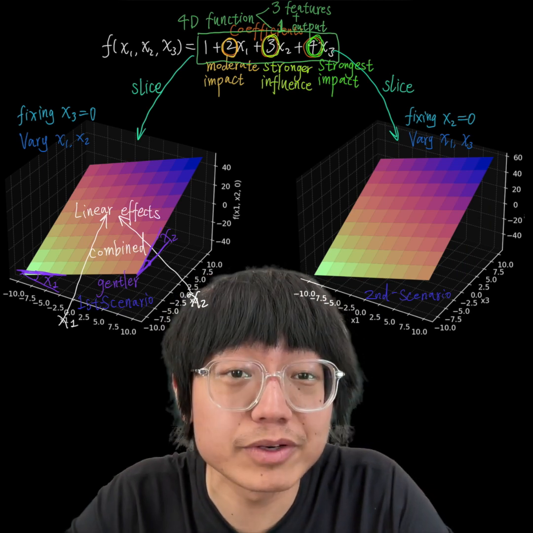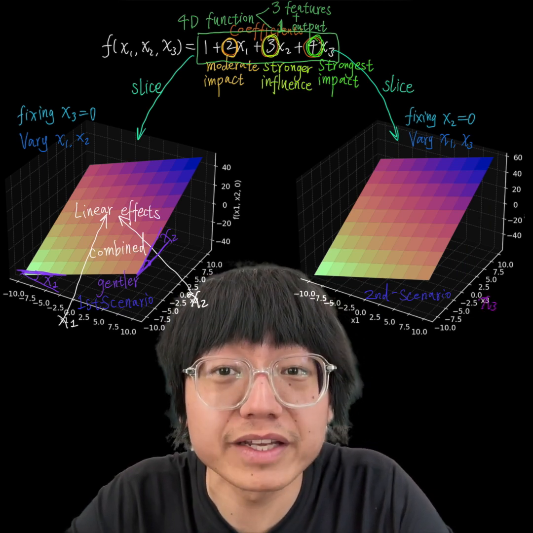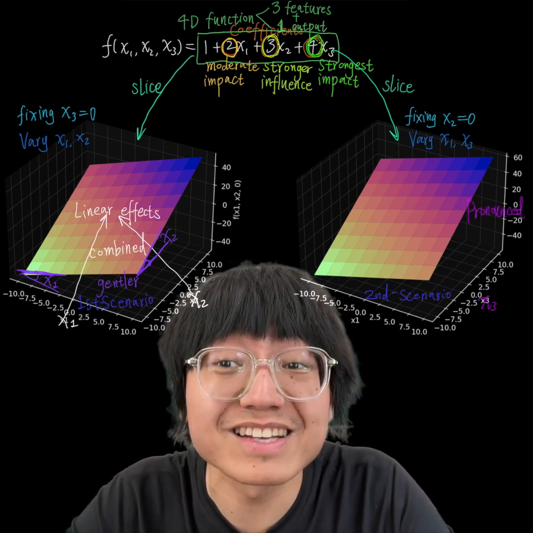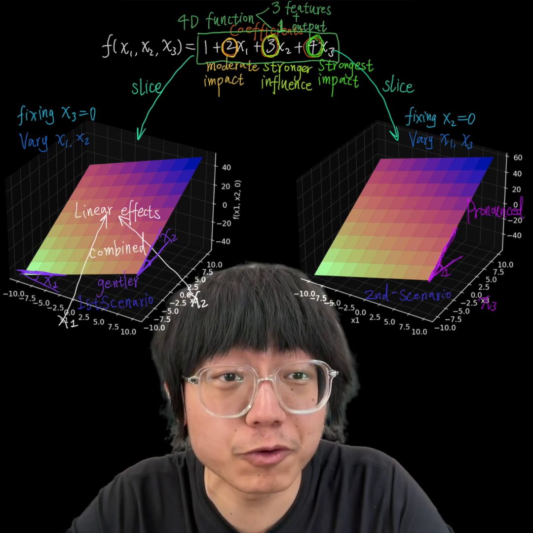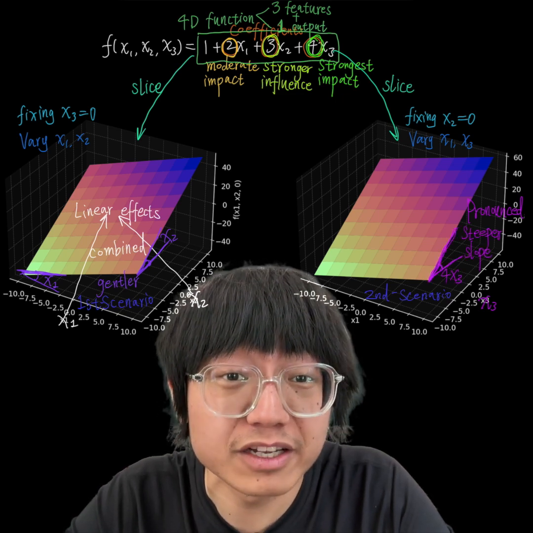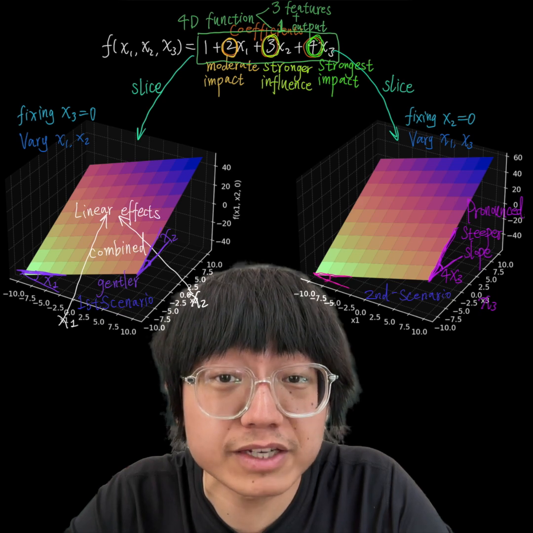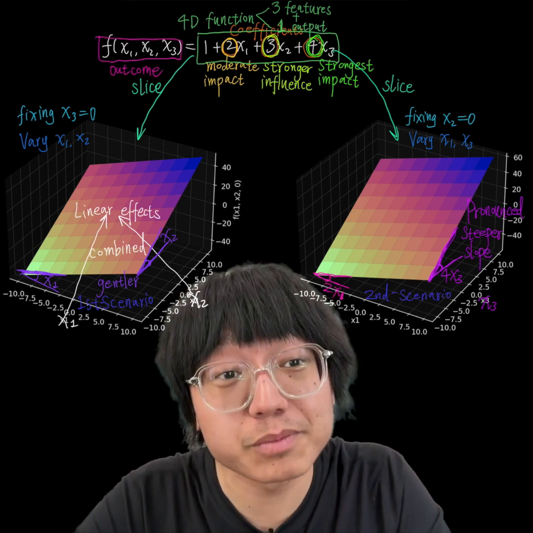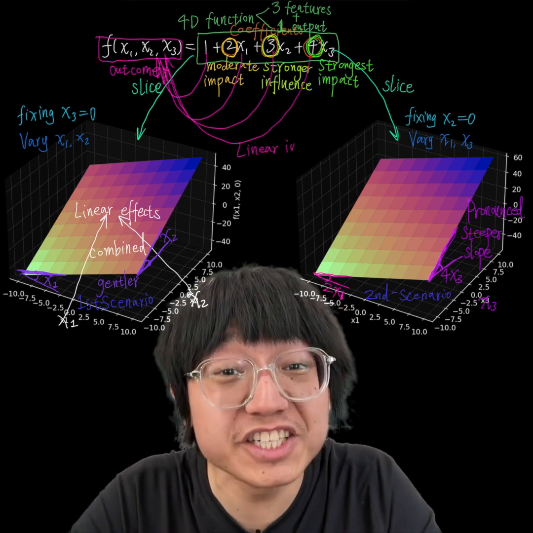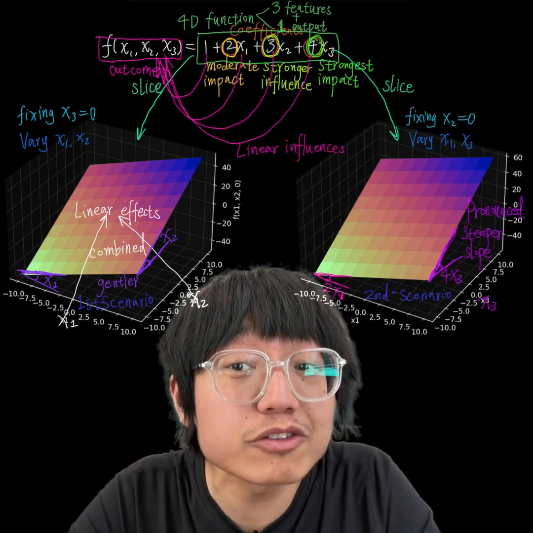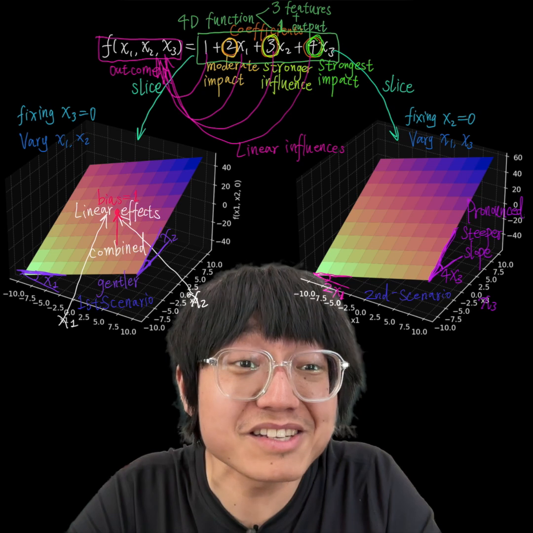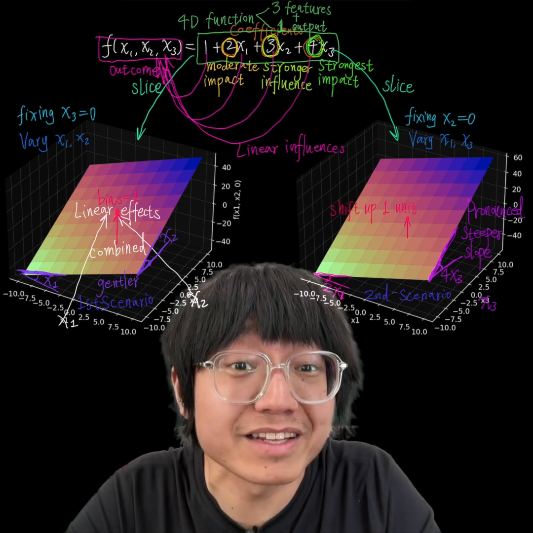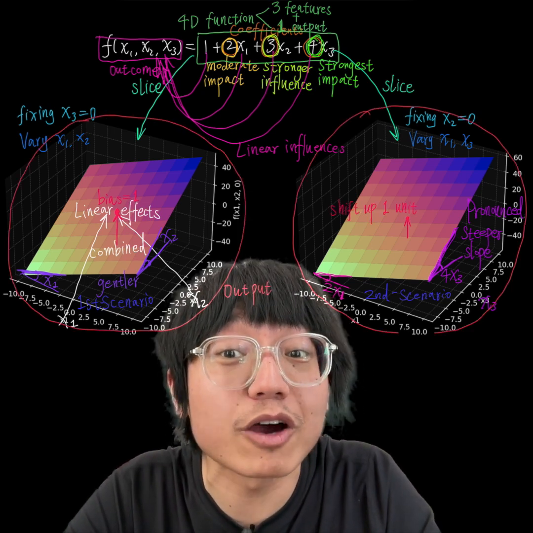In the second scenario, the effect of x sub 3 is more pronounced because it has a higher coefficient, which is 4, creating a steeper slope in the x sub 3 direction when compared with the x sub 1 direction. These plots demonstrate how each feature linearly influences the outcome of the function, and the bias term shifts the entire plane up by 1 unit in the outcome space.